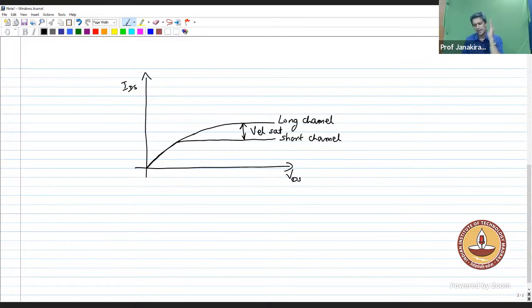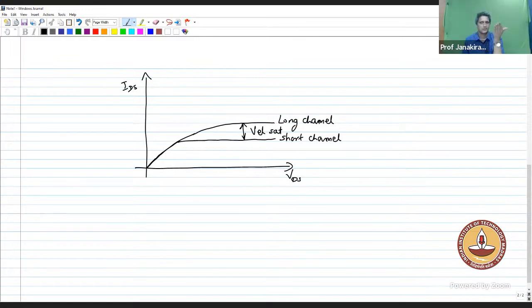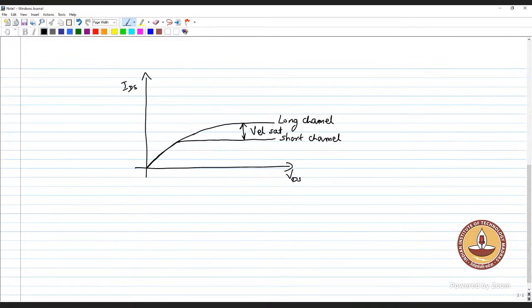No. What I'm saying is, ultimately you want the transistor in its on state to drive as much current as it can drive. But velocity saturation limits that current, and therefore it slows down your circuit. That is the effect of velocity saturation on the circuit. Clear? Okay, what's your next question?